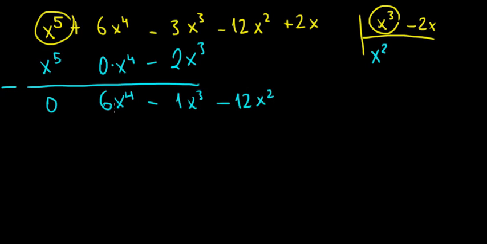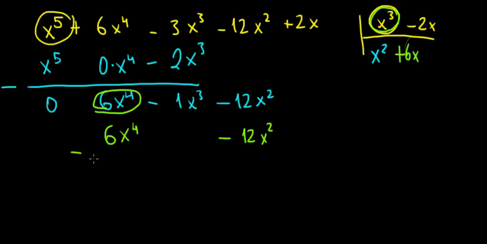Okay, now from here, let's divide again. We divide 6x to the power of 4 into the first term, into x cubed. So 6x to the power of 4 divided by x cubed, that's just 6x. And now we multiply back 6x into these terms. So we have 6x times x cubed, 6x to the power of 4, 6x times minus 2x, that's equal to minus 12x squared.